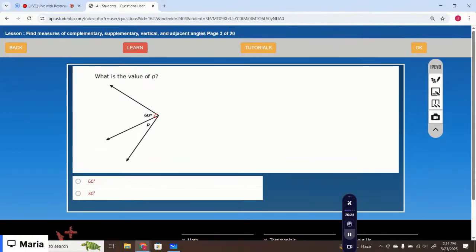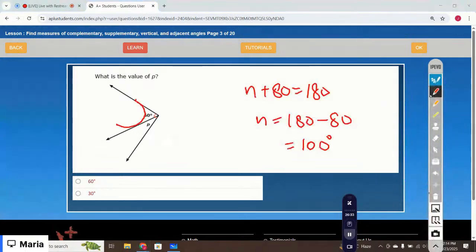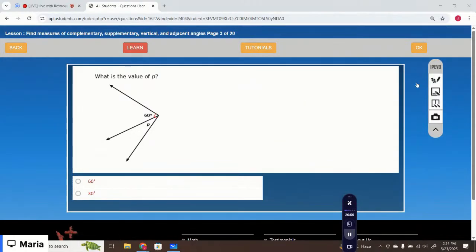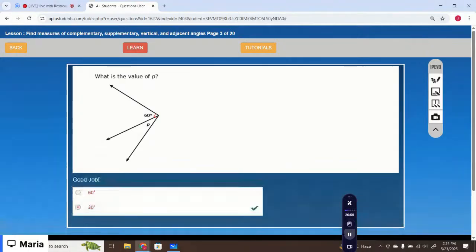What is the value of P? So 60 degrees plus P equals 90 degrees. So P equals 90 minus 60, so P equals 30 degrees. So option B, 30 degrees, is the correct option.